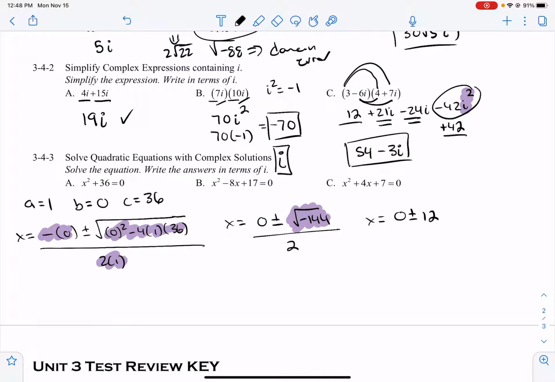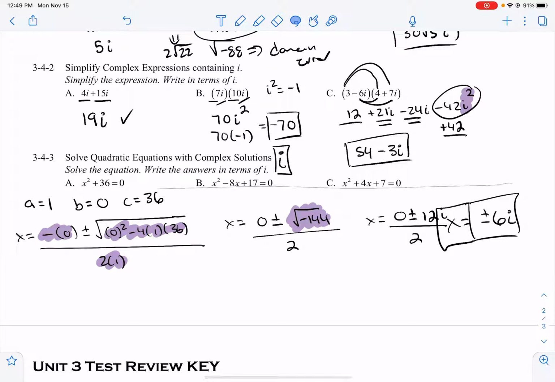But I can't pretend there wasn't a negative there. I have to put an i to replace that negative under the square root. And all of that is divided by 2, which means I have a positive negative 12 divided by 2, whoa, is 6i. So x equals, whoops, forgot my x equals part. x equals a positive and a negative 6i.